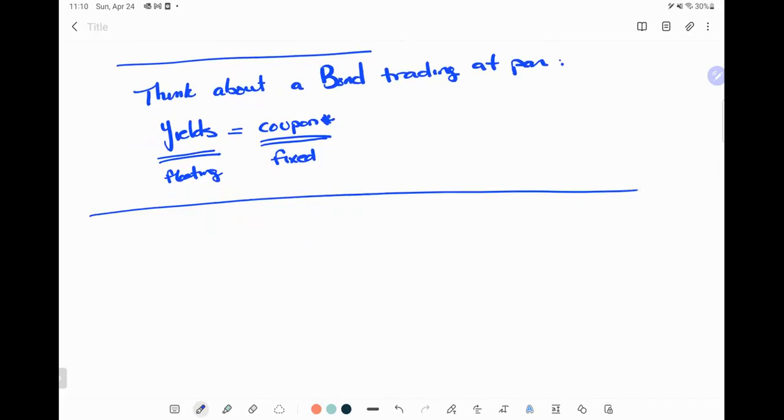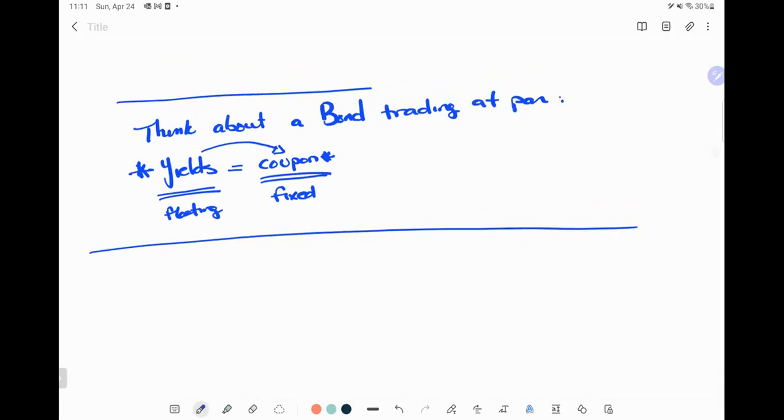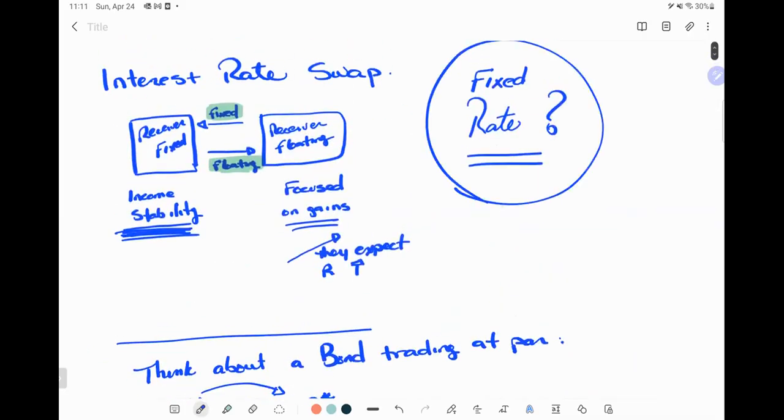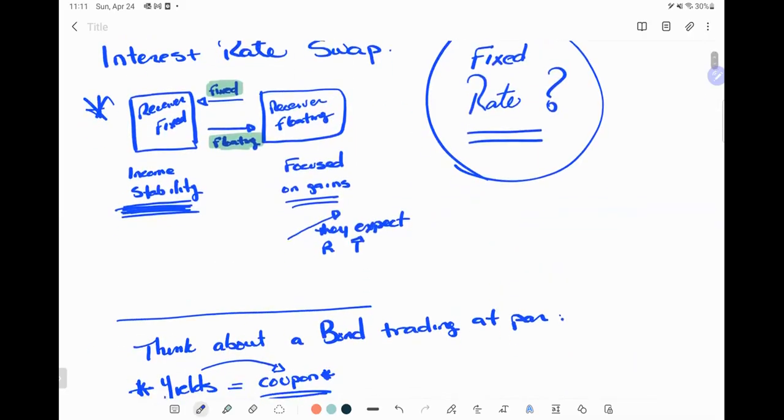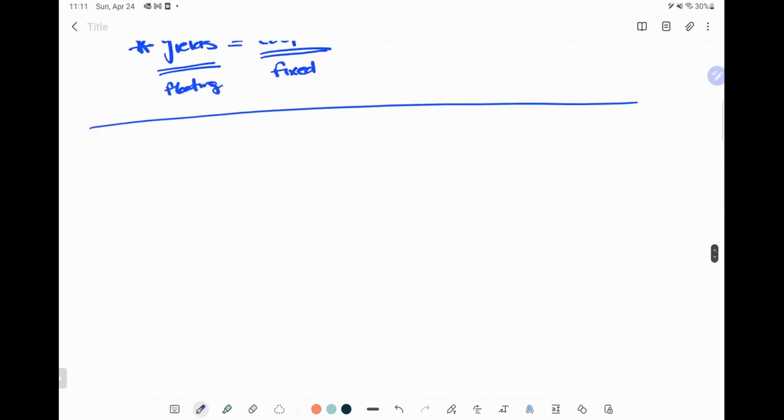So when we have a bond trading at par, this is a great example of what that coupon rate should be. We just look at what the yields in the market are right now, and then let's think about this case where this fixed rate is actually the same. So how is this leading us to identifying this fixed rate when we are working with this interest rate swap? Well, let's take a look at this.